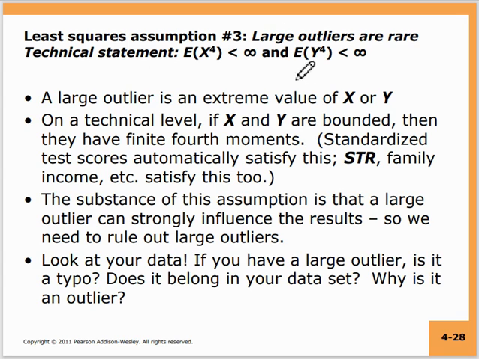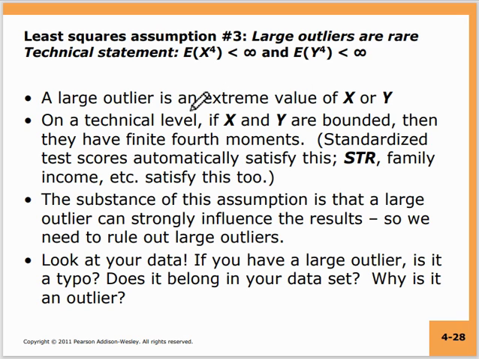And finally, the last assumption is least squares assumption number 3, that large outliers are rare. The more technical statement is that the kurtosis is finite: the expected value of X to the power of 4 is less than infinity, and the expected value of Y to the power of 4 is also less than infinity. That is, we do not have a fat-tailed distribution; we do not expect very large outliers.